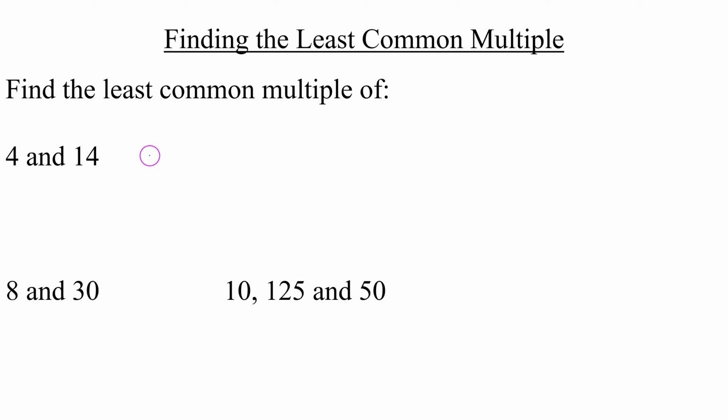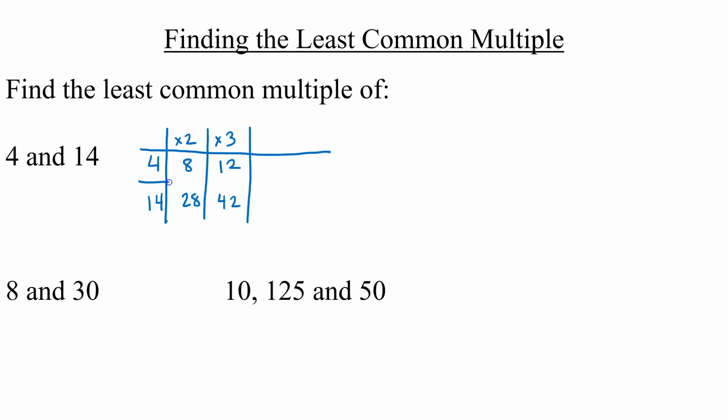We have the numbers 4 and 14. I'm going to come up with a table of multiples of these numbers. So I'm going to multiply by 2. 4 times 2 is 8. 14 times 2 is 28. And we're going to keep doing that. So I'm going to multiply by 3. 4 times 3 is 12. 3 times 14 is 42. And we're going to keep going.